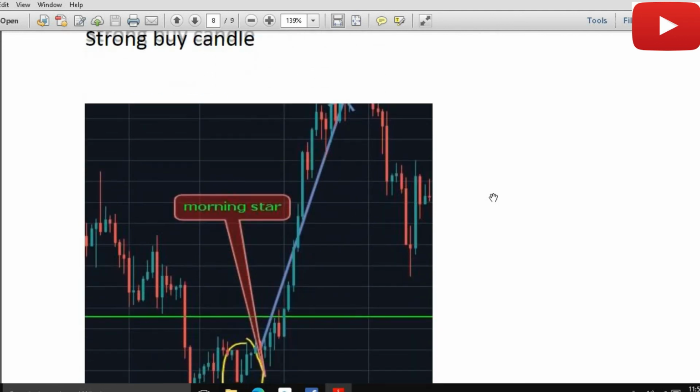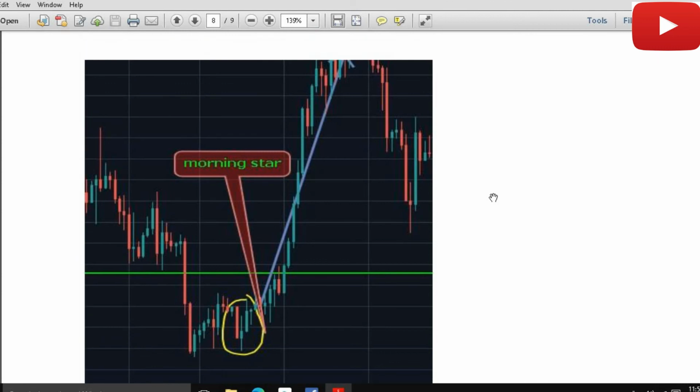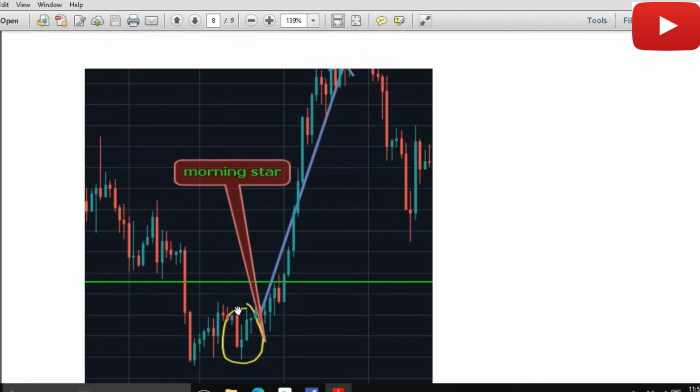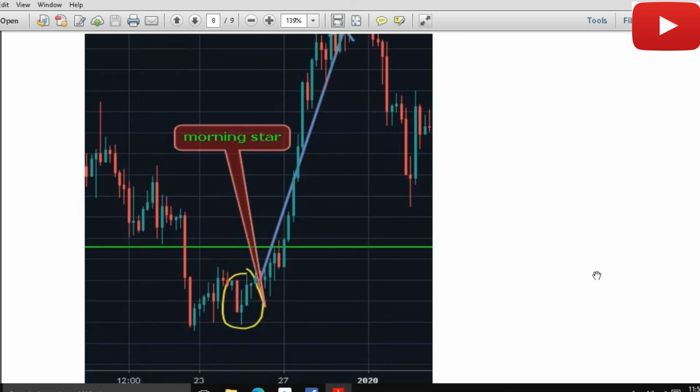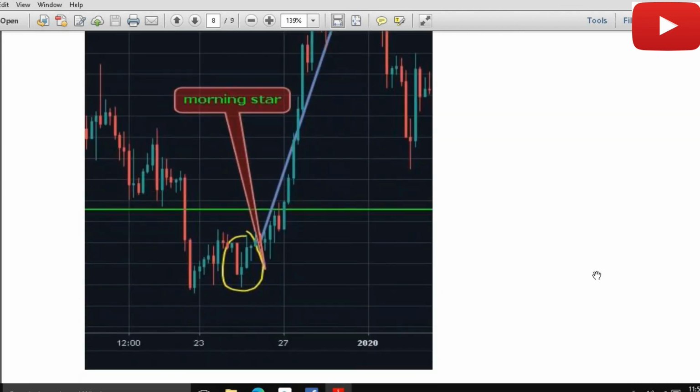So let us look at our graphical explanation. So sellers are strong, they are losing power, buyers are taking over, and a strong buy signal resulted, right? So go look for your morning star. It must be something like this. Go look for your morning star so that you will understand what we are talking about, right? Let's continue.